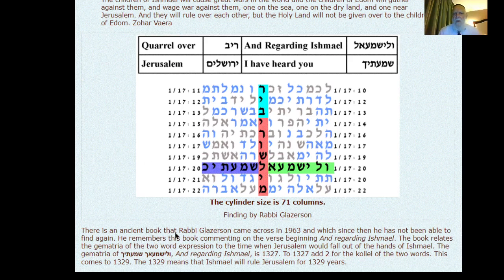There is an ancient book that Rabbi Glazerson came across in 1963, and which since then he has not been able to find again. He remembers this book commenting on the verse beginning "and regarding Ishmael." The book relates the gematria of the two-word expression to the time when Jerusalem would fall out of the hands of Ishmael. The gematria of "Ishmael Shmaticha", "and regarding Ishmael", is 327 plus 137, add 2 for the Kolel, meaning the total of the two words. This comes to 1,329.